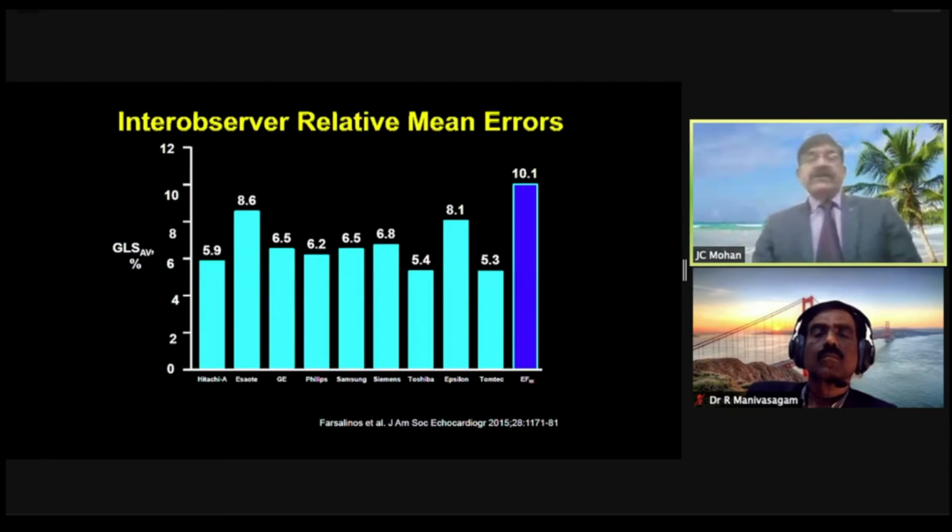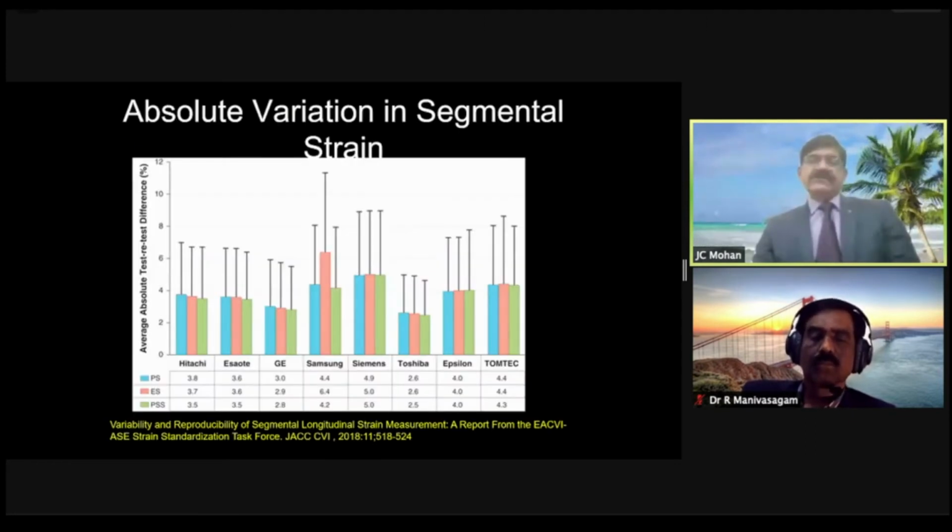We also have data to suggest that whichever machine you use, the inter-observer variation of ejection fraction is almost twice that of global longitudinal strain, and hence this should be a preferred method of assessing left ventricle function rather than ejection fraction. But at the moment it is complementary and synergistic to ejection fraction.